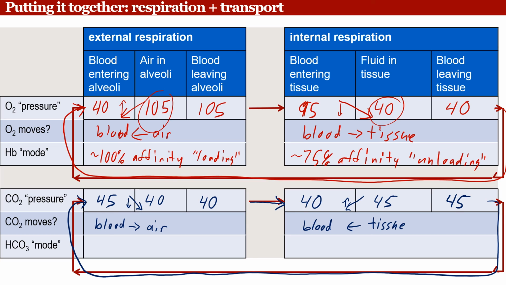So with CO2 moving out of the blood into the air, our bicarbonate mode is going to be the unloading mode, where H plus and HCO3 minus are forming carbonic acid, then reforming into H2O and CO2 is leaving in the air.